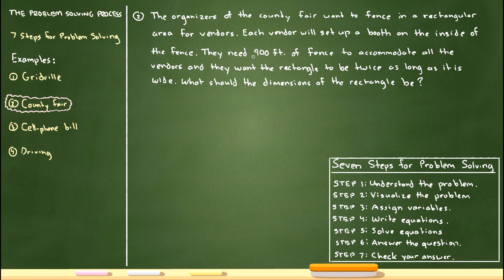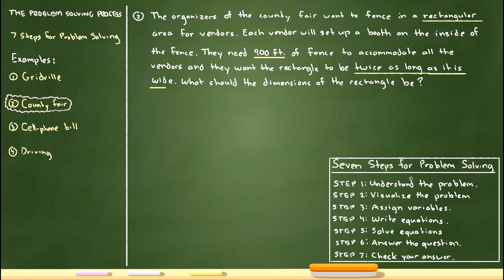So step 1 is we want to understand the problem. So again, if you need to pause the video and read this a few times, certainly do so. I encourage that. So essentially we have a county fair and they want to fence in a rectangular area. So this is going to be a key word here. So we have a rectangle. Now each vendor will set up a booth on the inside of the fence. Okay, so everyone's inside of the rectangle. They need 900 feet of fence to accommodate all the vendors. And then they want the rectangle to be twice as long as it is wide. And then what should the dimensions of the rectangle be?